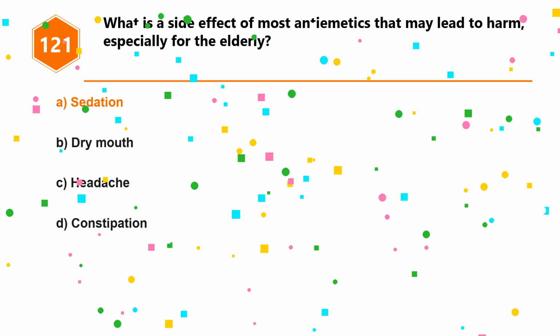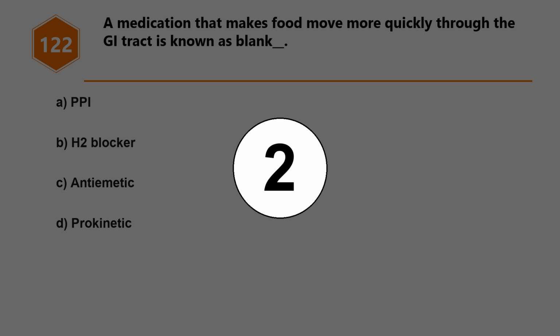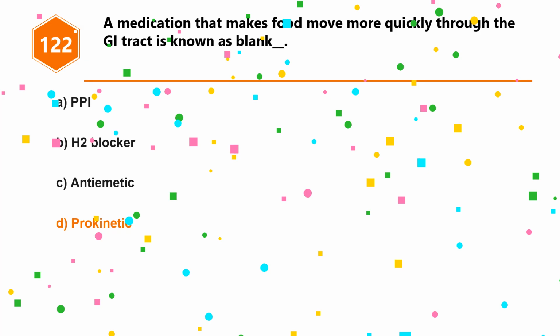Sedation. Question 122. A medication that makes food move more quickly through the GI tract is known as blank. Option A. PPI. Option B. H2 blocker. Option C. Antiemetic. Option D. Prokinetic. The correct answer is option D.